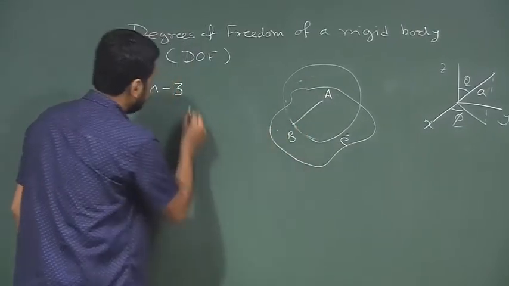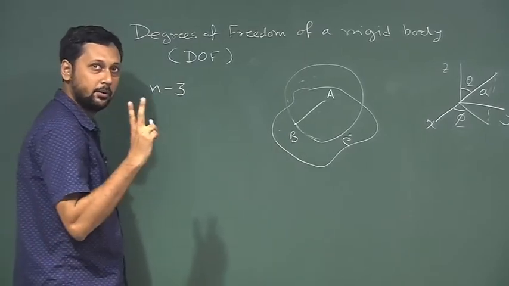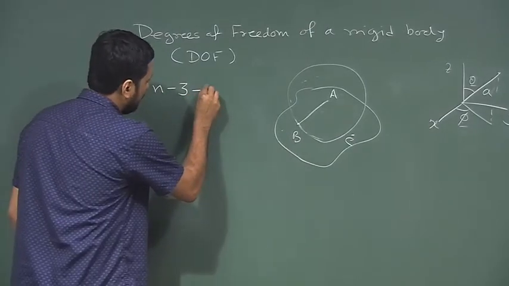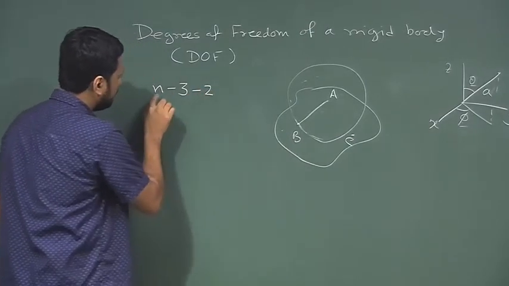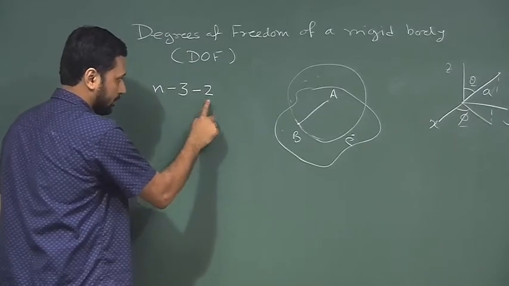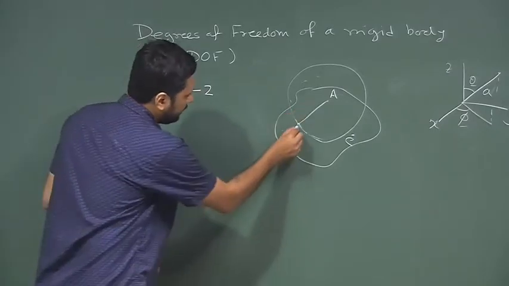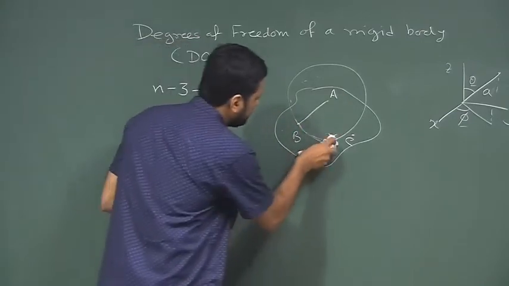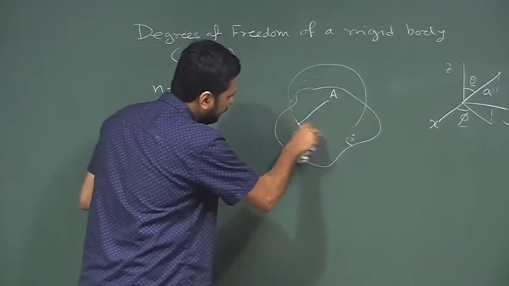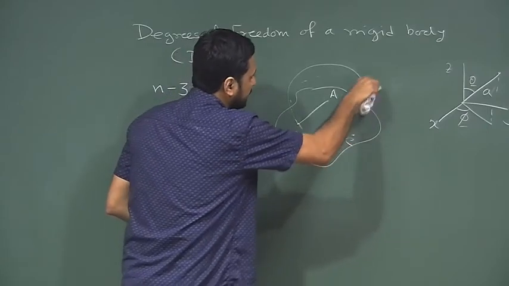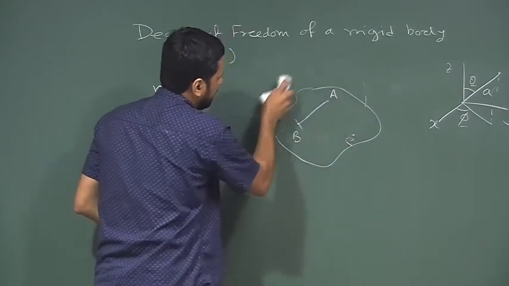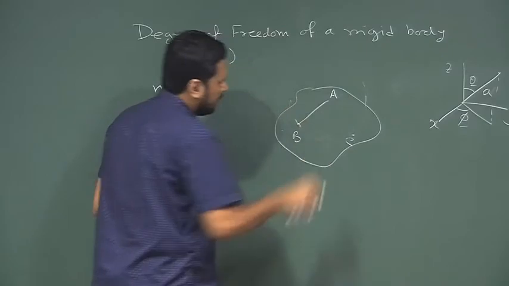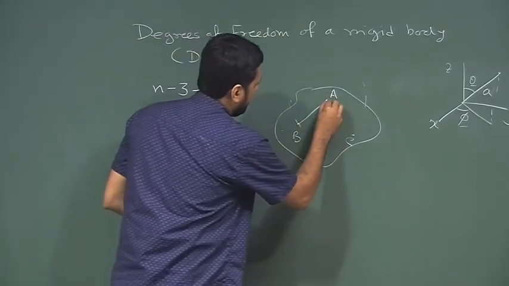Now, once we fix B, how many degrees of freedom do we take away? We take away 2 degrees of freedom. So, the total number reduces to n minus 3 minus 2. Now, this sphere was an imaginary sphere, so we can get rid of this. Now, we have an axis AB.